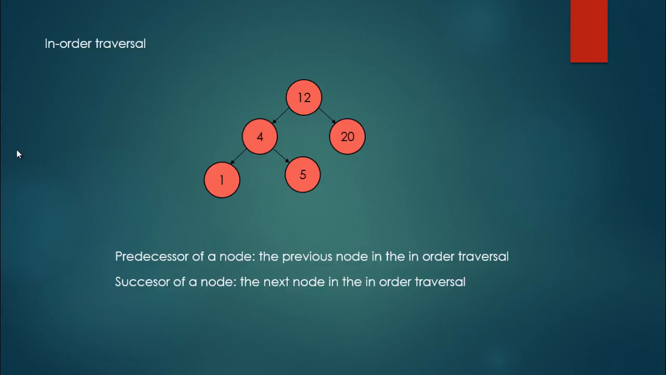The successor of a node is the next node in the in-order traversal. What's, for example, the successor of 12? It is the 20. So this is how we calculate the successor and the predecessor. And it's going to be important for deletion.